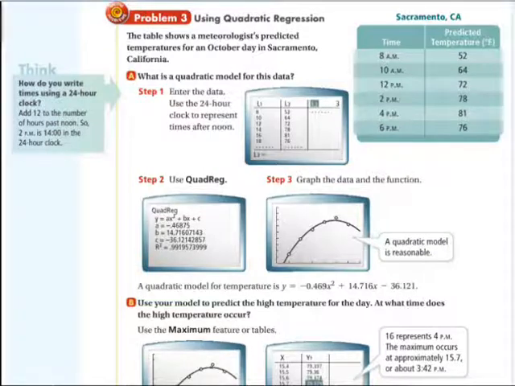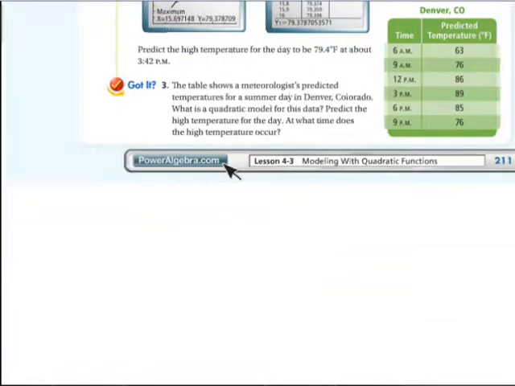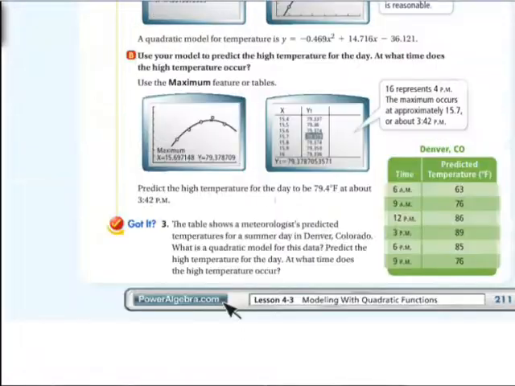Okay, so let's go ahead and do a practice one. I'm going to need you to pause the video. This is a predicted temperature from a meteorologist in Denver. Let's put in a quadratic model for this data, and we're going to predict the high temperature of the day and at what time the high temperature occurs. Go ahead and put this data in, and then we'll check it, and I'll walk you through how I did what I did. Go ahead and pause the video now and put these numbers in your calculator.